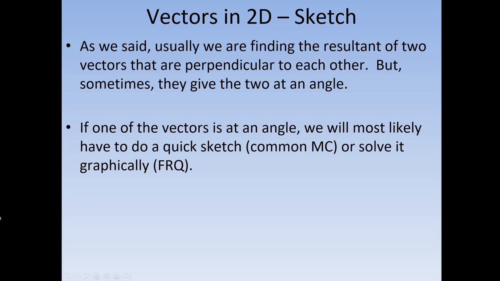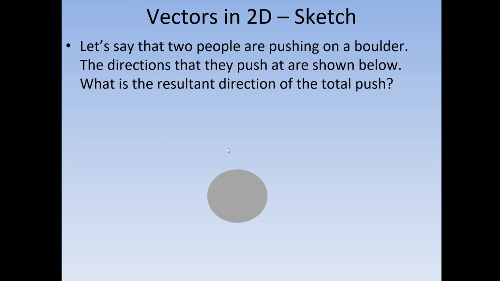The other thing is being able to do a quick sketch like you would normally see in a multiple choice question. So I'm going to go over both of those. Let's say that we had a question where we had an object being pushed. So in this case, a boulder. Two people are pushing on it, and they're pushing on it in this way. One person's pushing it straight down, and another person is pushing it off on an angle. So it is also going down, but also going to the left as well. Now the question is, what is the resultant direction of the push that's coming from this?